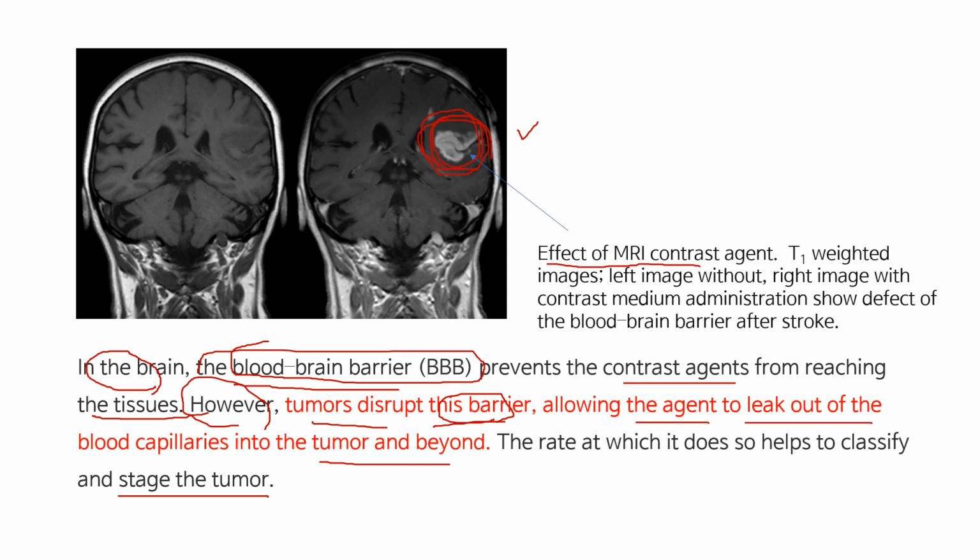So, the effect of MRI contrast agent: T1 weighted images, left side image without and right side image with a contrast medium, show defects of the blood-brain barrier after stroke. So we can see the bright part, the tumor tissue site.